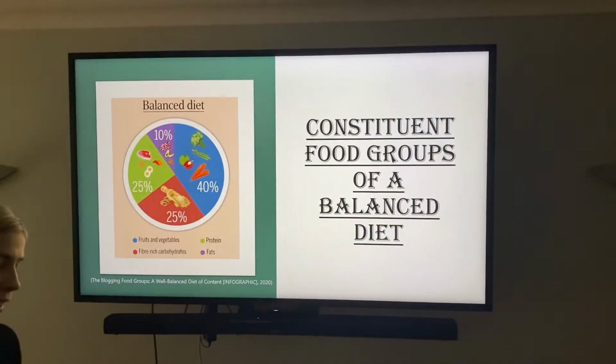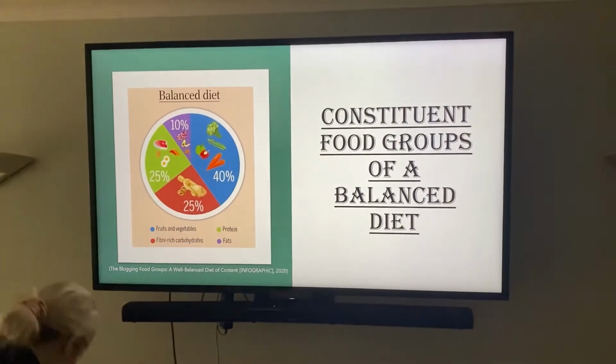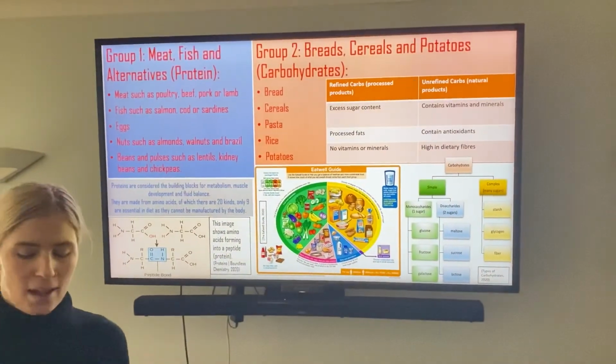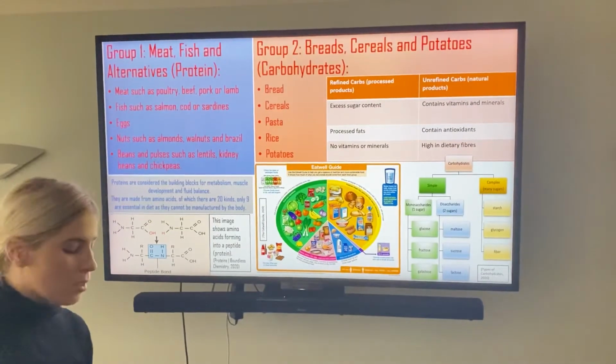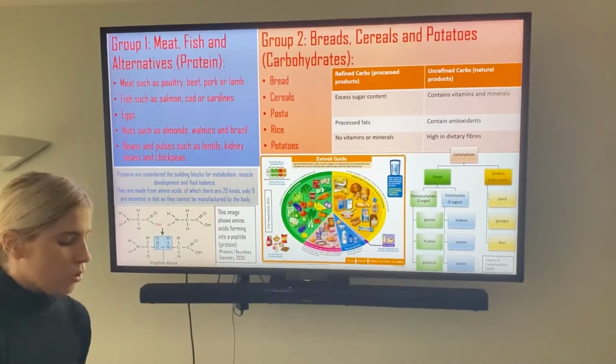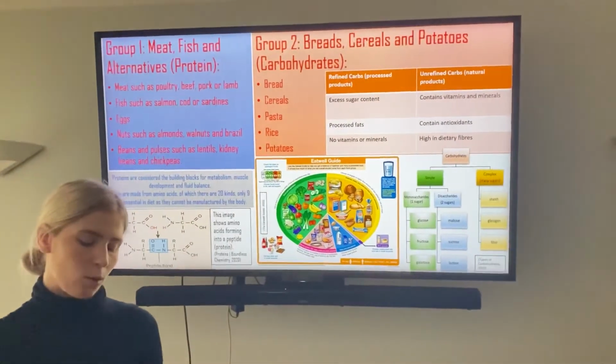So next I'll be looking at the constituent food groups of a balanced diet, of which there are 5 different ones. So group number 1 is sourced in products such as meat, fish, eggs, poultry, nuts, beans and pulses, all of which are predominantly rich sources of protein. They also contain other nutrients such as zinc or iron. Haem iron is also found in meat and it's the most easily absorbed iron.